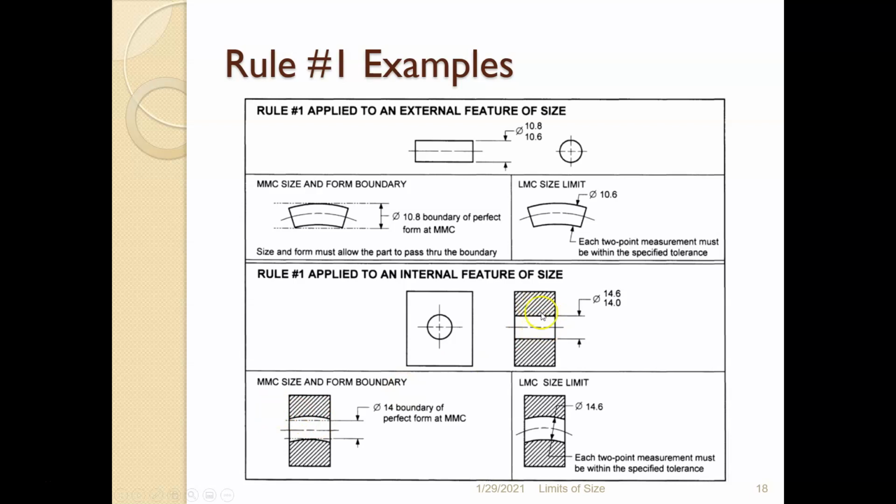Any deviation from diameter 14 for the hole, so as the hole gets larger, maybe to 14.6, that hole can be way curved, way bent. And we can still get the perfect form boundary, the envelope of perfect form visualized by the shaft at diameter 14, through that hole. All right, so that's what rule number 1 says.